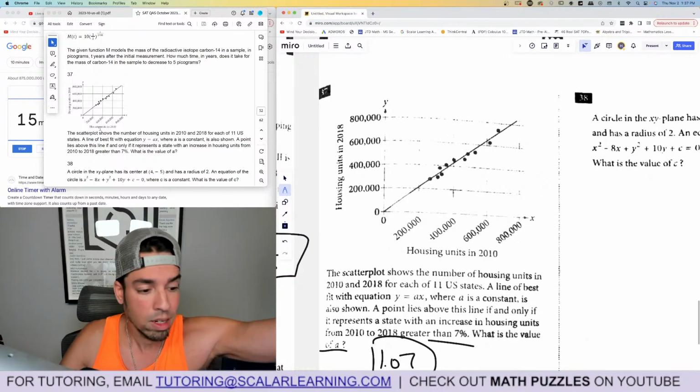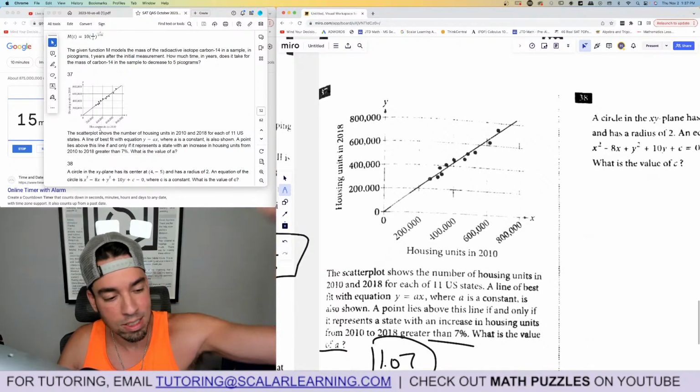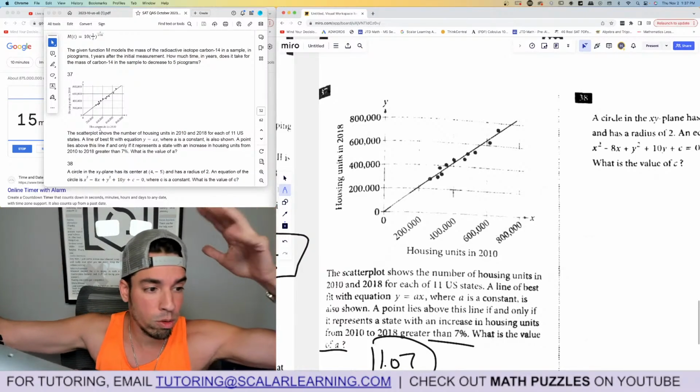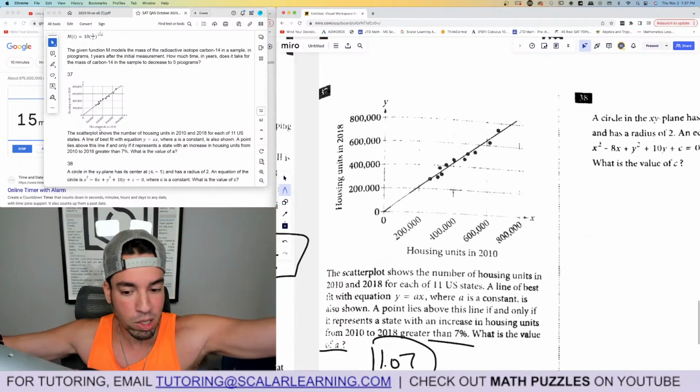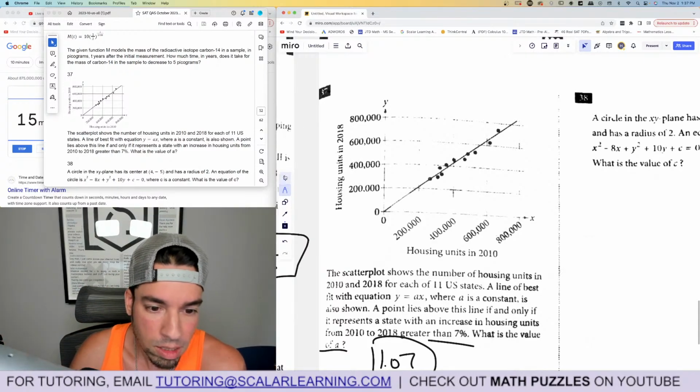You don't have to compare 2 points and subtract. You just look at an isolated point. But anyways, we should see a 7% increase, or there should be a constant ratio of the y value being 7% bigger, aka 1.07 times the x value. So that's how you do it.